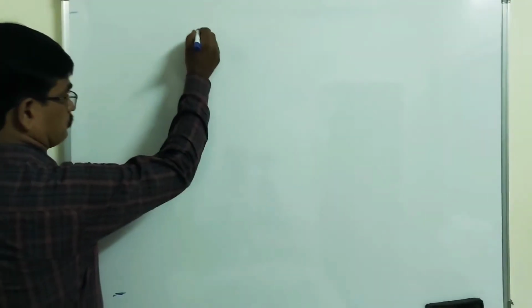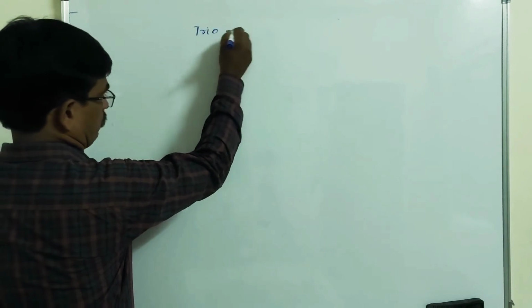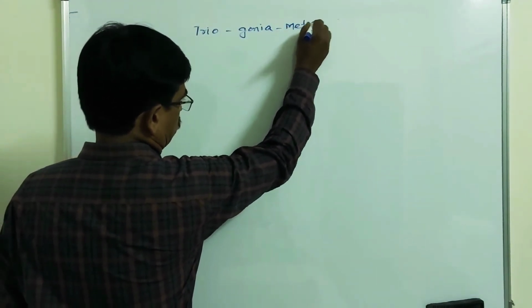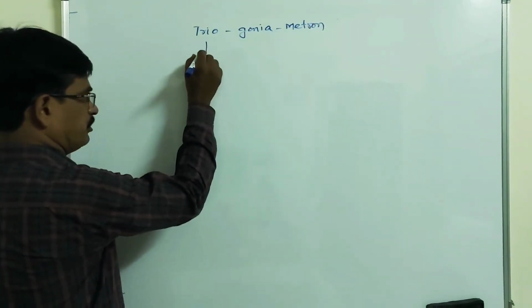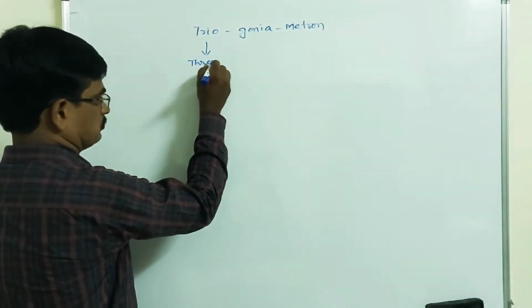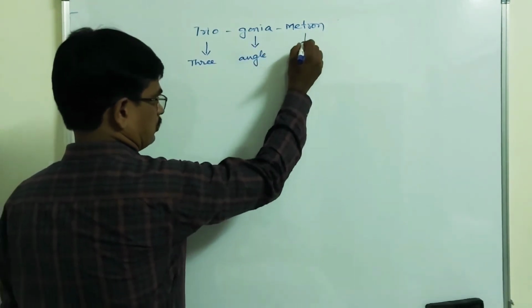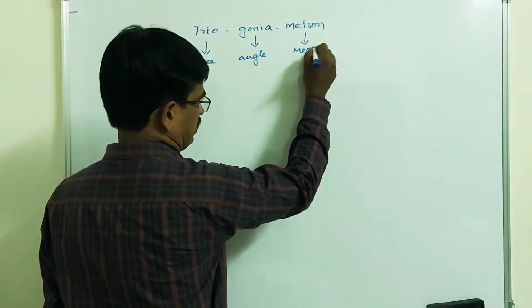In this video, I am going to teach the most important chapter, trigonometry. Trigonometry is derived from Greek words: trio, gonia, metron. Trio means three, gonia means angle, metron means measurement.